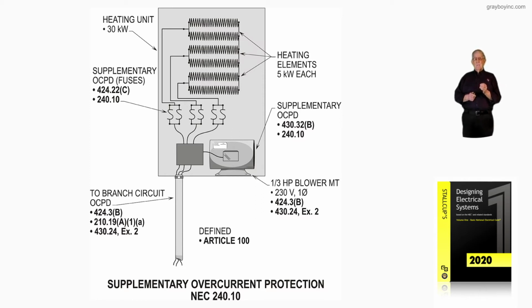Sizing rules and so forth are in 424.3(B), which says they're continuous rated equipment, a heating unit. So 210.19(A)(1)(a) has the 125% rule, and 430.24 Exception 2 deals with the motor. But supplementary protection is usually always the protection in the equipment.